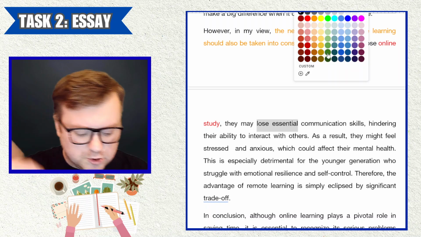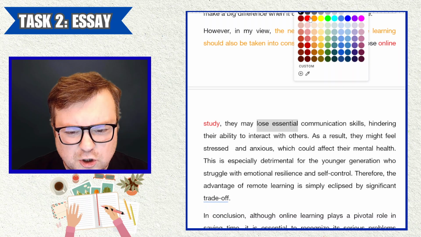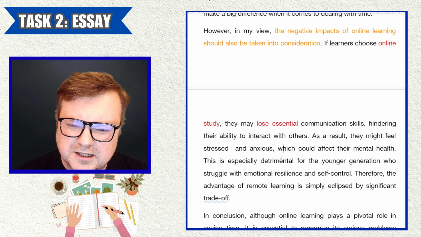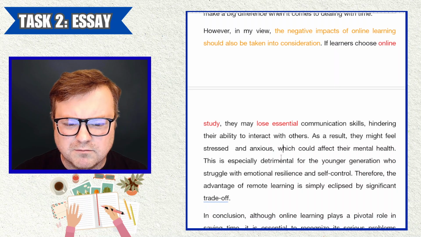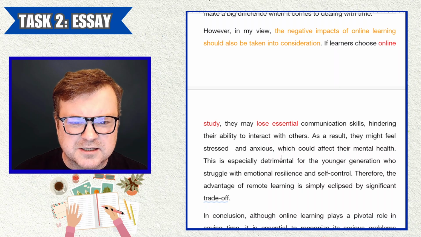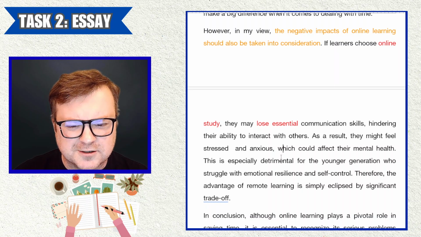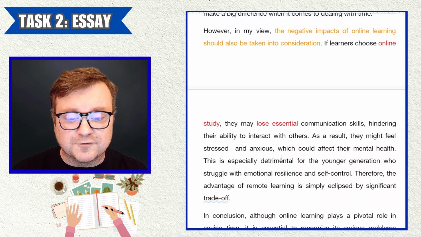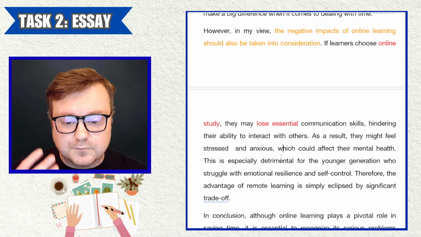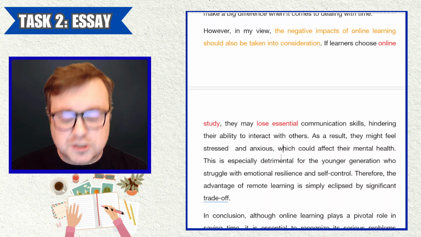Now, of course, the quality of your opinion isn't so important, but I just think it's a strange argument to make. I mean, I've done online learning, and it's too basic to say if you study online, you might lose essential communication skills. Sure, it would be a better argument if you said that studying online doesn't help you to develop communication skills as much as studying in person.